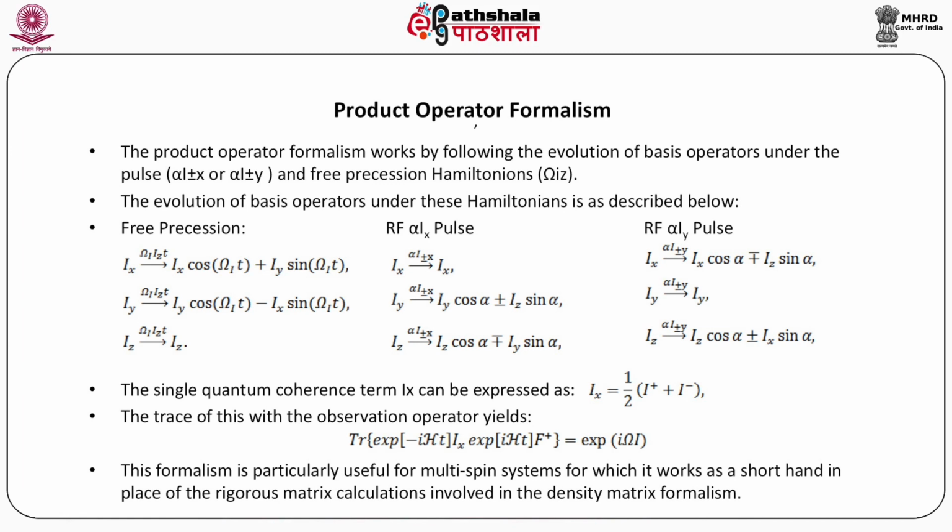When you apply the pulse along the y axis, then Ix gives you Ix cos alpha minus plus Iz sin alpha, Iy does not change, and Iz gives you Iz cos alpha plus minus Ix sin alpha. The single quantum coherence term Ix can be expressed as half of (I plus plus I minus). The trace of this with the observation operator yields this equation, trace of exp(iHt) Ix exp(-iHt) I plus, which is equal to exp of i omega t. This formalism is particularly useful for multi-spin systems, for which it works as a shorthand in place of the rigorous matrix calculations involved in the density matrix formalism.